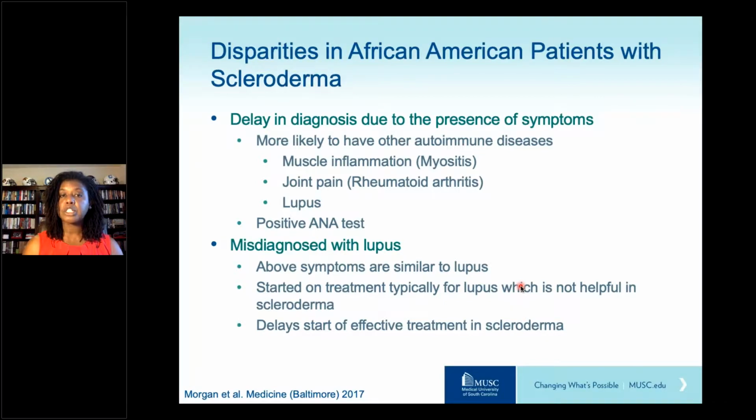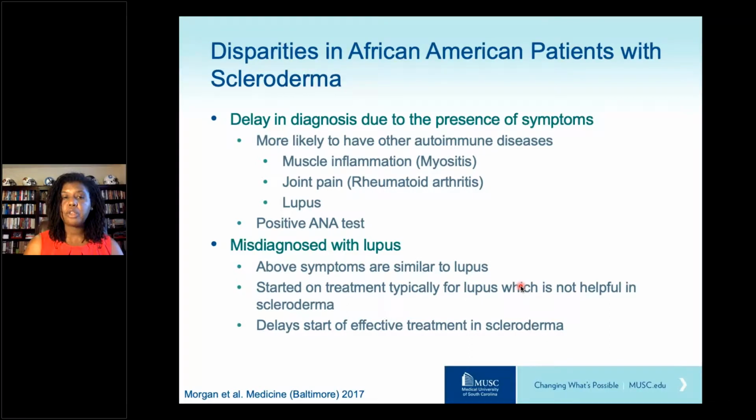African American patients are also more likely to have lupus in addition to their scleroderma. So the presence of having these other autoimmune diseases may draw the attention away from the diagnosis of scleroderma, which would again delay the diagnosis of scleroderma, causing the disease to continue without treatment.